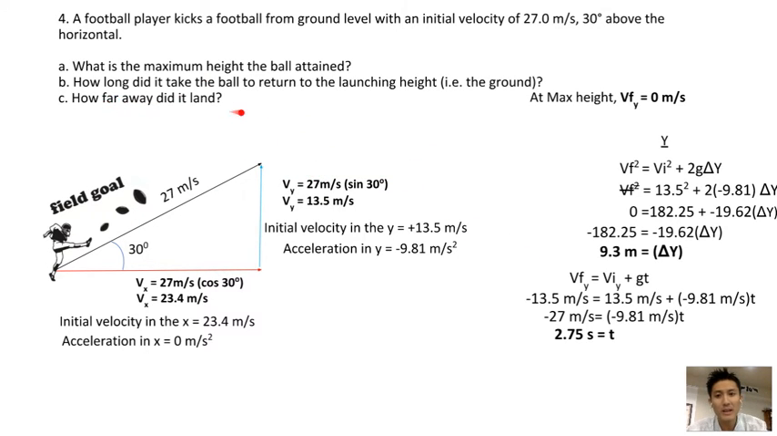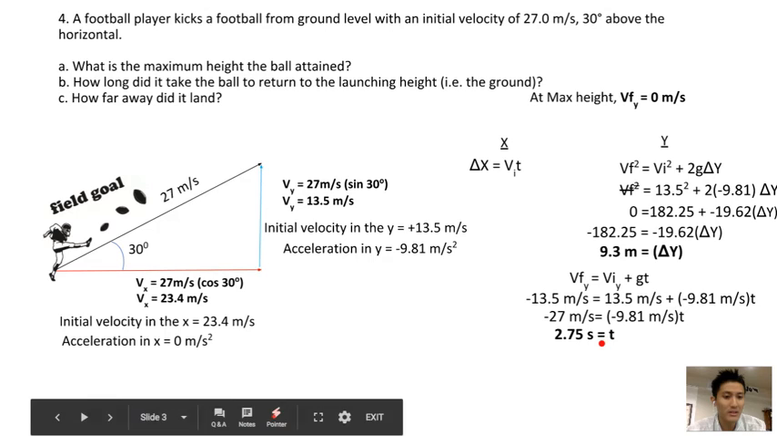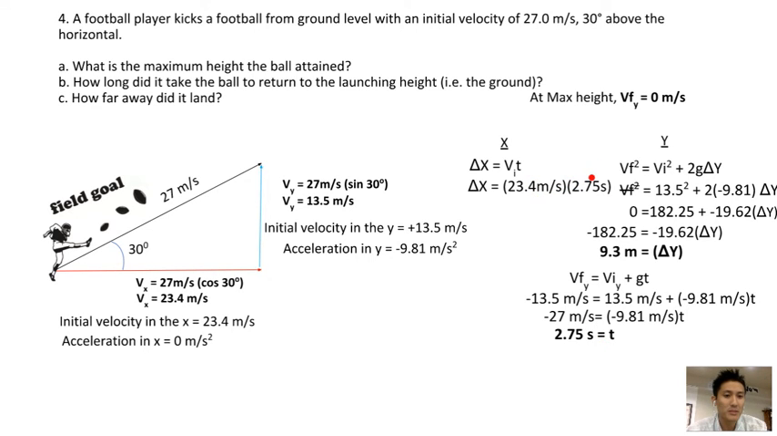So the last one, how far away did it land? That is actually an x component, x dimension problem. How far away did it land? So we're going to have to look at the x dimension. We have one equation in the x dimension, and we're going to be looking for delta x, the total distance traveled by that ball, the total displacement. And we already have Vix, which is 23.4, and our time we now know is 2.75 seconds. So we have that, multiply them together, our total displacement is going to be 64.4 meters. So this ball is going to be kicked that far, that range.